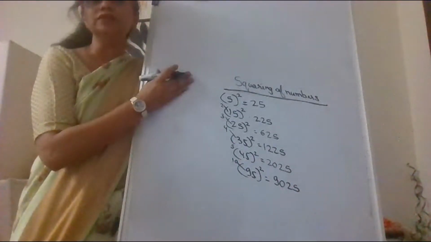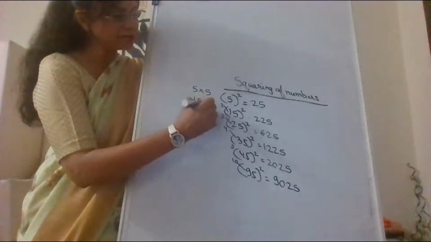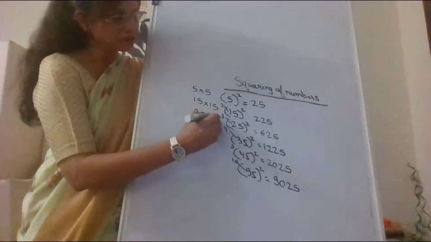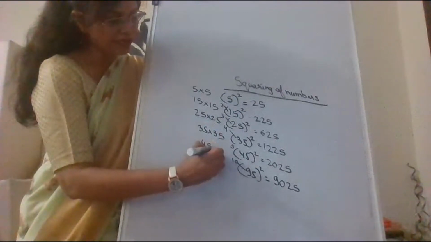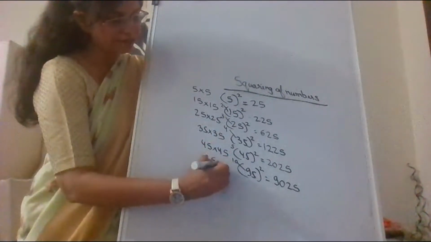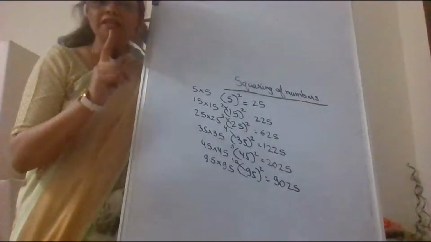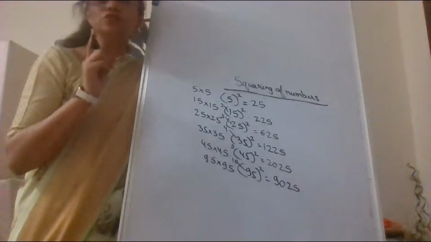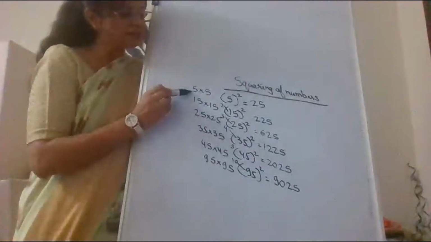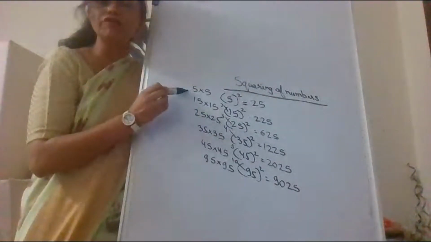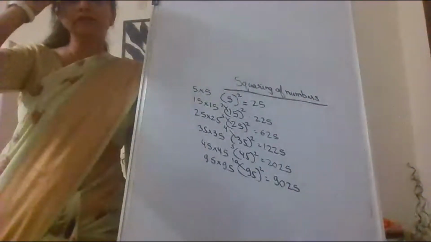It's very easy to learn. And what does it mean? It means 5 times 5, 15 times 15, 25 times 25, 45 times 45, and 95 times 95. Okay? The main thing which children always do wrong is this square. Square means you have to write down 5 times 5, not 5 times 2. It's 5 times 5. Okay?